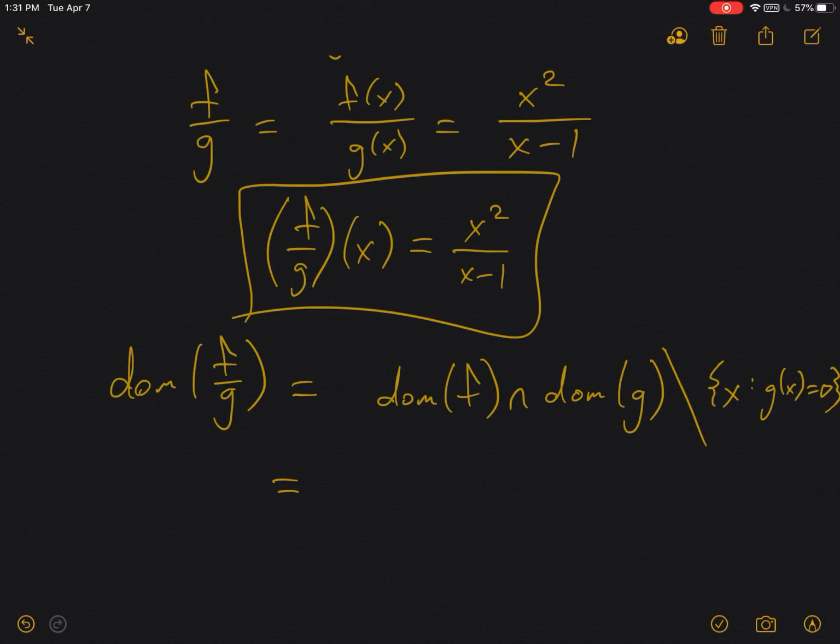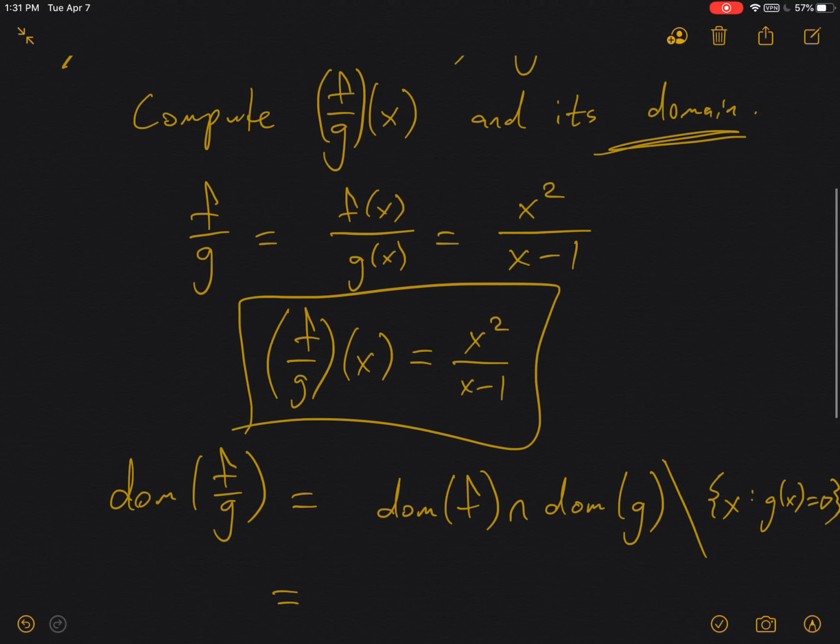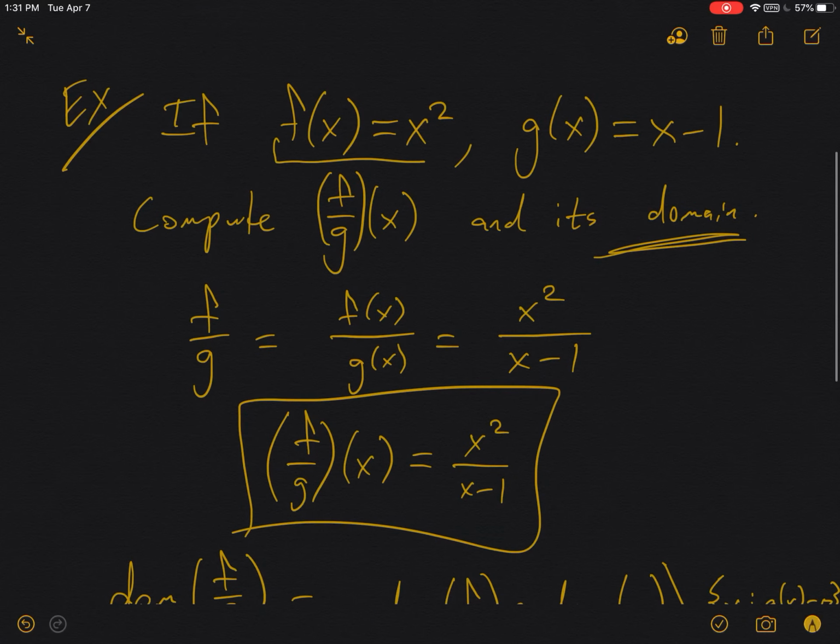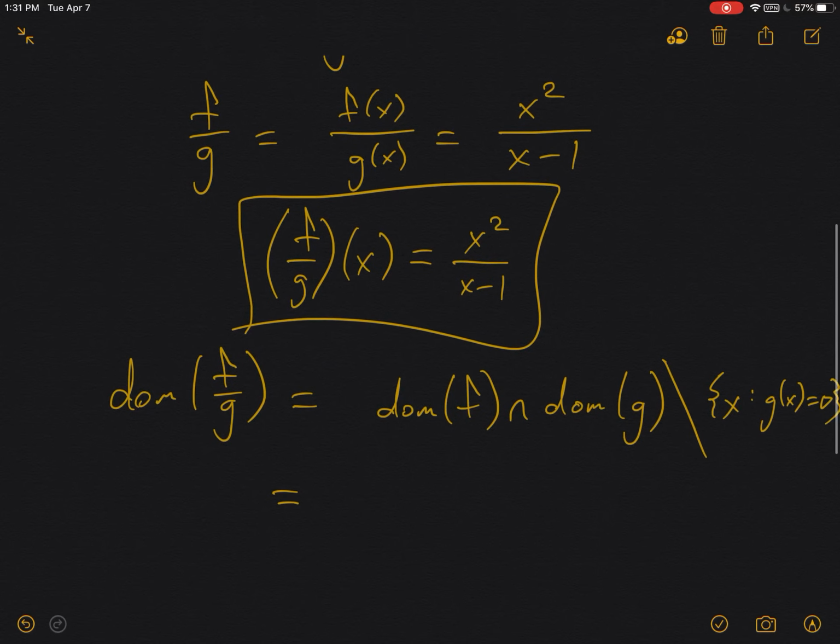So let's compute that in this example. First of all, the domain of f is the domain of x squared, because f was x squared. So that domain would be all of R. The same is true for the domain of g. The domain of x minus 1 is also all real numbers. So both of these domains are all real numbers, and the set of points that they have in common is all real numbers.